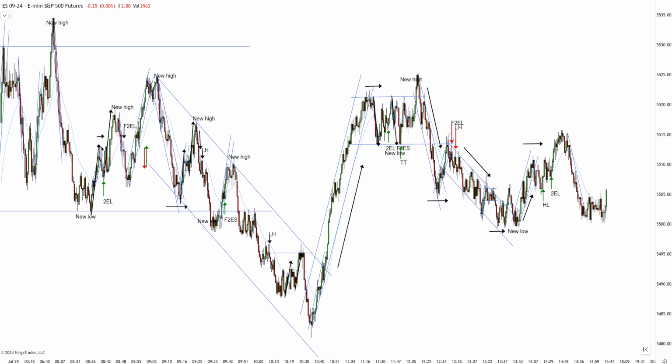The first part of the day was a little bit boring, quite choppy, not that many easy textbook setups. This one was really great, the great second entry long here, but the second part offered a lot of opportunities.